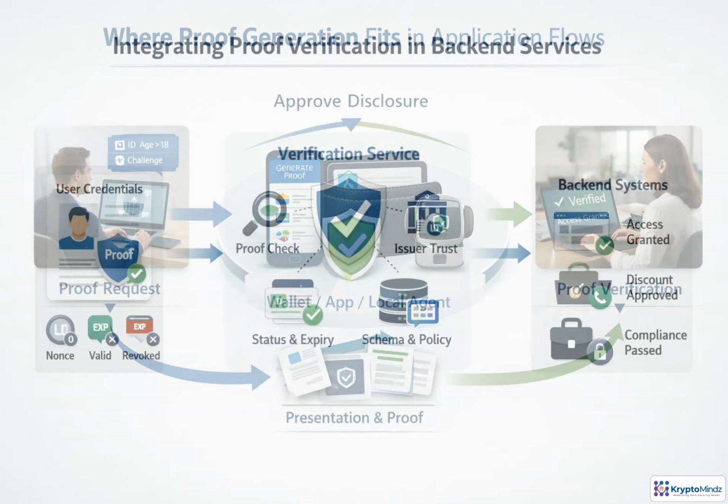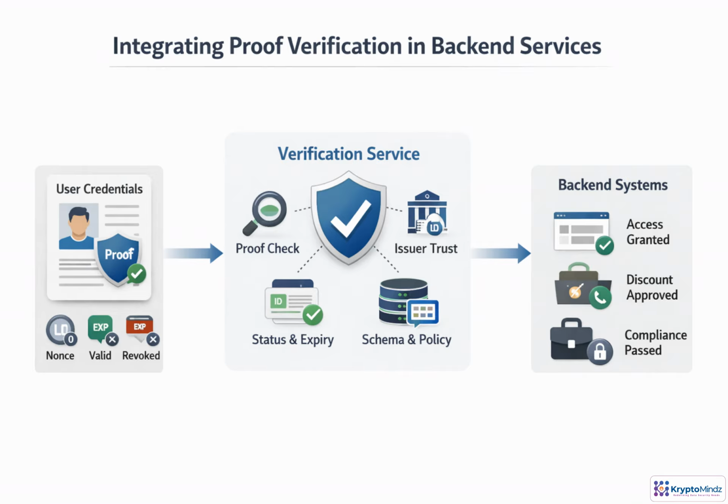Verification should be treated like token validation, but with more gates. The backend receives a presentation and checks the cryptographic proof. It then confirms the issuer is trusted through DID resolution, registries, or governance rules. Next come operational checks: expiration, revocation, nonce, audience, and replay protection. Only after the schema and business policy match should the system make a decision, such as granting access, approving a discount, or passing a compliance check.